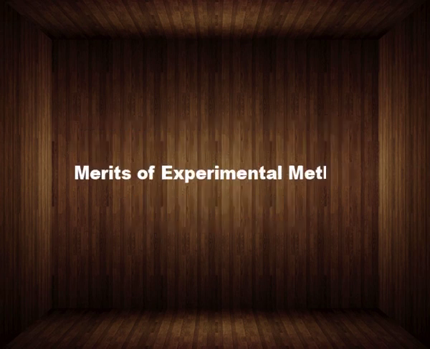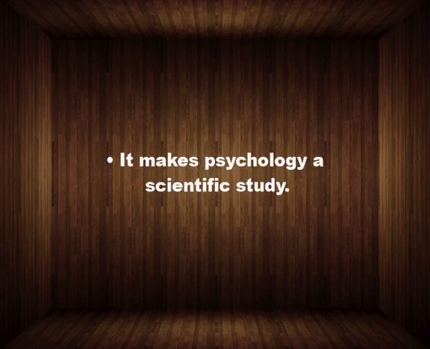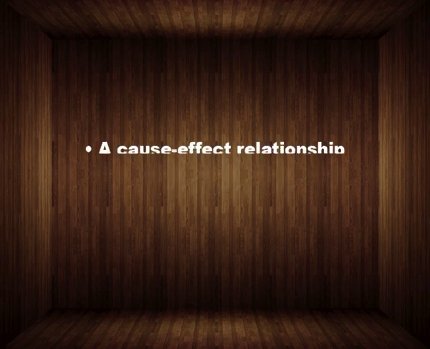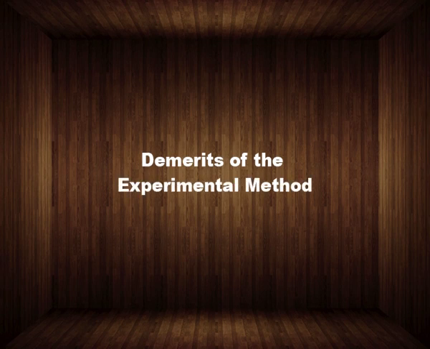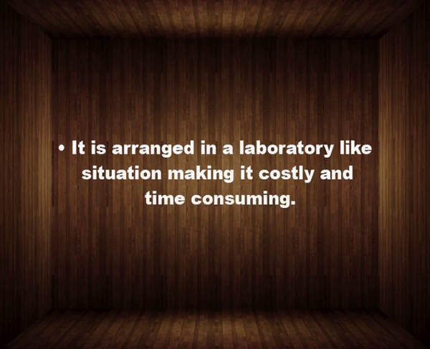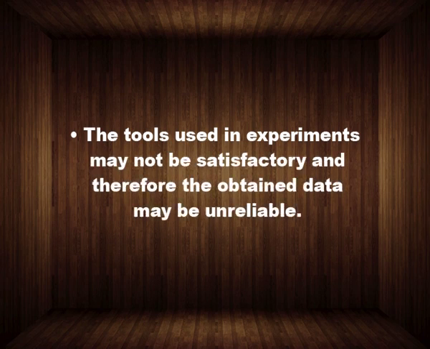Merits of experimental method. Number 1, it makes psychology a scientific study. Number 2, a cause-effect relationship of individuals' behavior can be established. Demerits of experimental method. Number 1, it is arranged in a laboratory-like situation, making it costly and time-consuming. Number 2, the tools used in experiments may not be satisfactory, and therefore the obtained data may be unreliable.